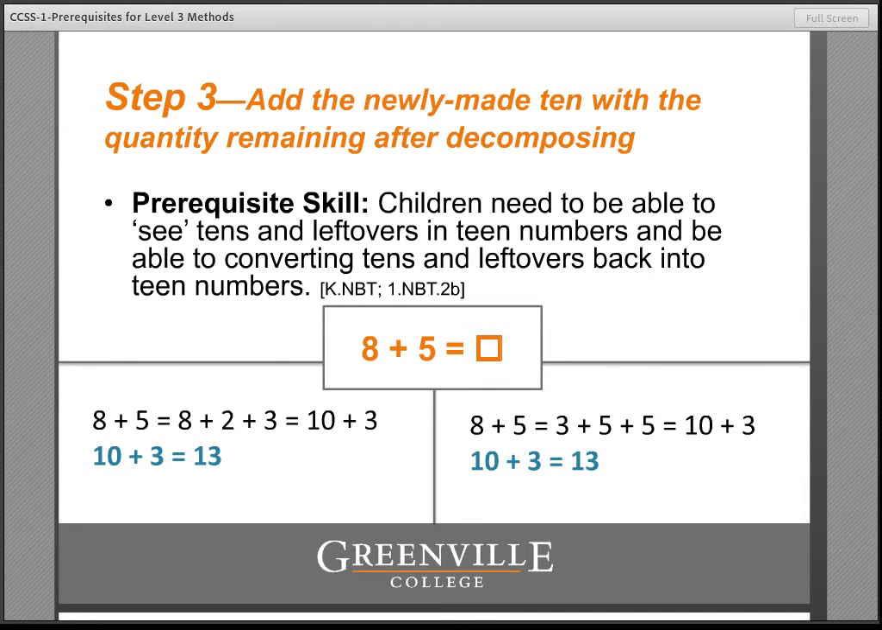Again, in kindergarten, they were already to have been working with teen numbers, and they were to have been working on how to decompose a teen number into 10 and 1s, as well as to take 10 and 1s and convert it into a teen number. Again, you'll need to see how your first graders are doing on this particular standard when they come into first grade.